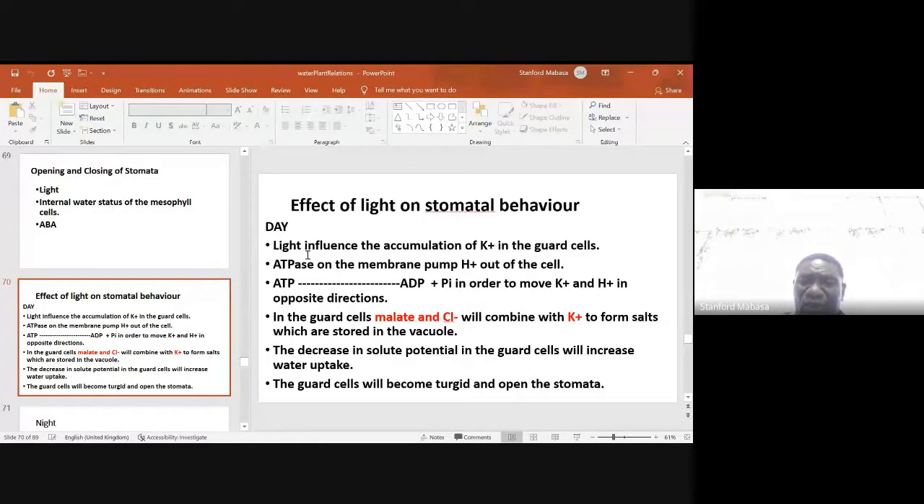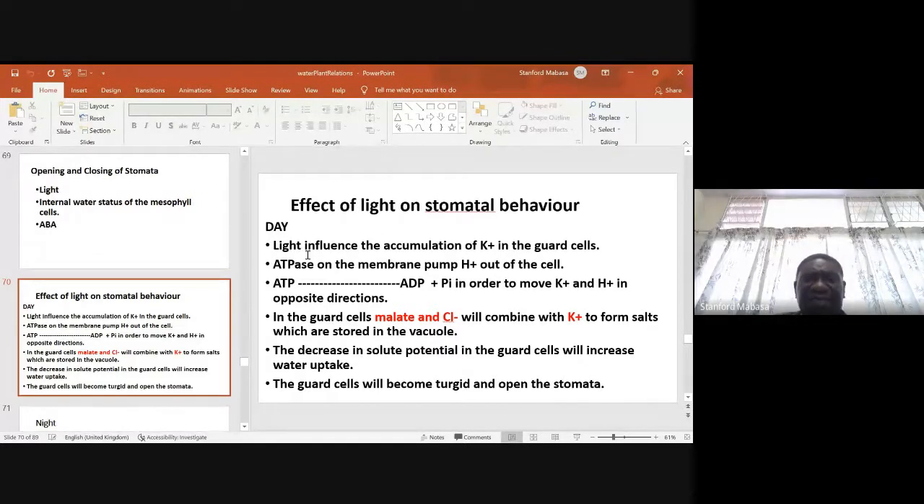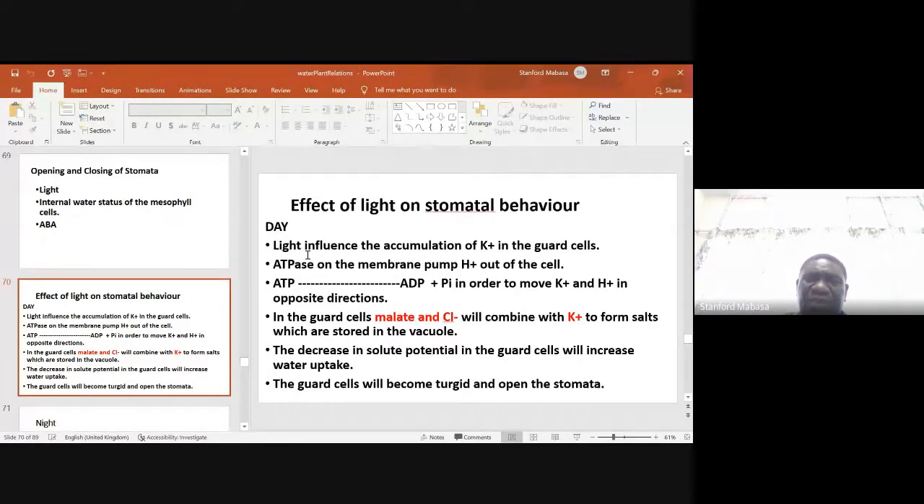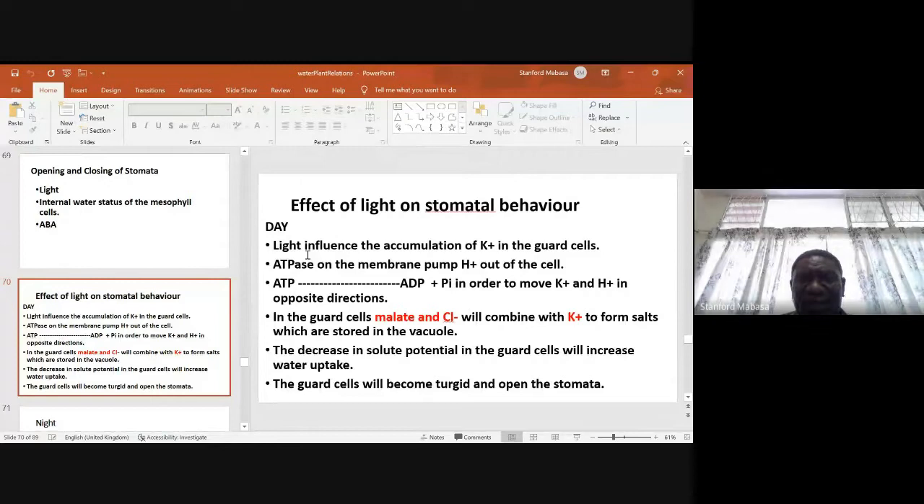This means that once the water potential has been decreased in the guard cells, water will then move from the surrounding mesophyll cells into the guard cells until they become turgid. Once these cells become turgid, they open. This can now explain why during the day the stomata become open. This is the mechanism of opening the stomata.